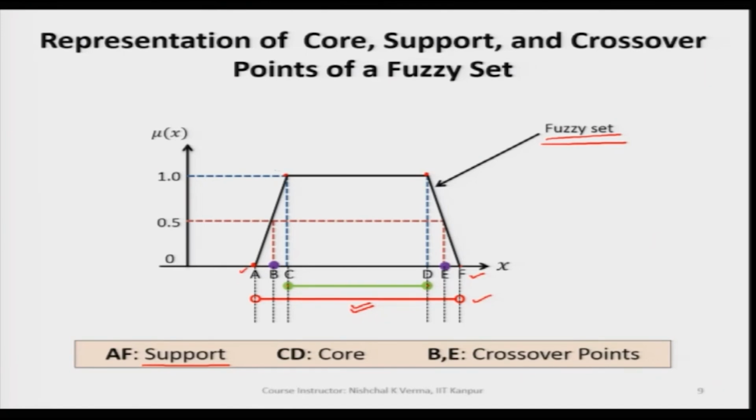And then when we are interested in finding the crossover of this fuzzy set, of course, we will find the generic variable values in this fuzzy set for which the membership values are 0.5. We see here clearly that we have point B and point E for which the corresponding membership values are 0.5. So, that is how the crossover points are B and E.